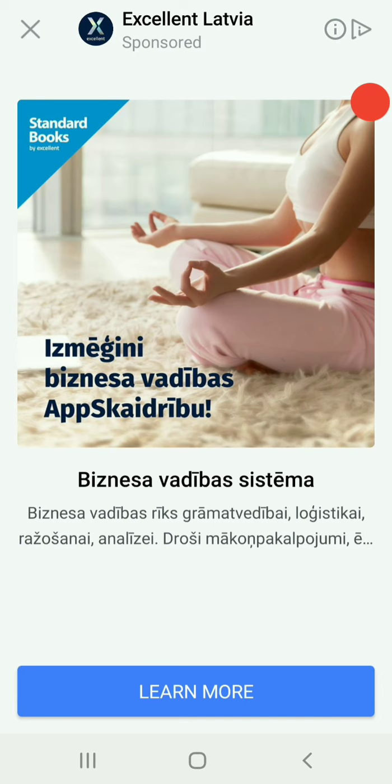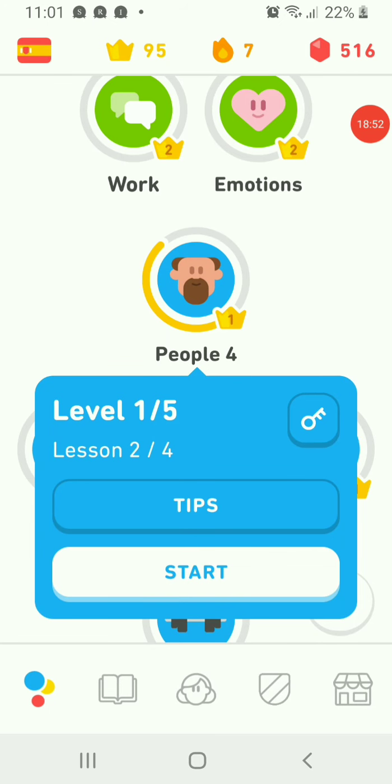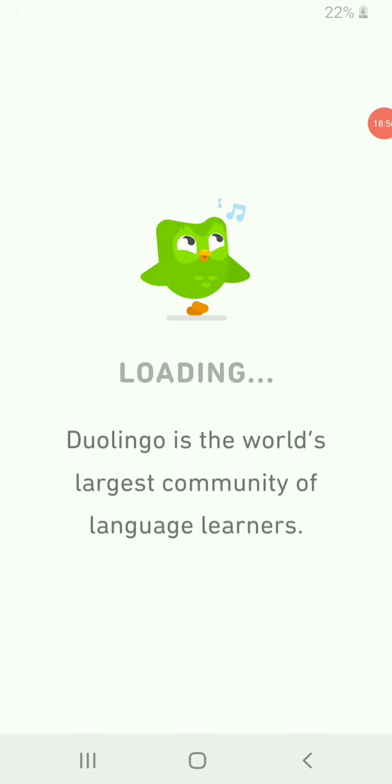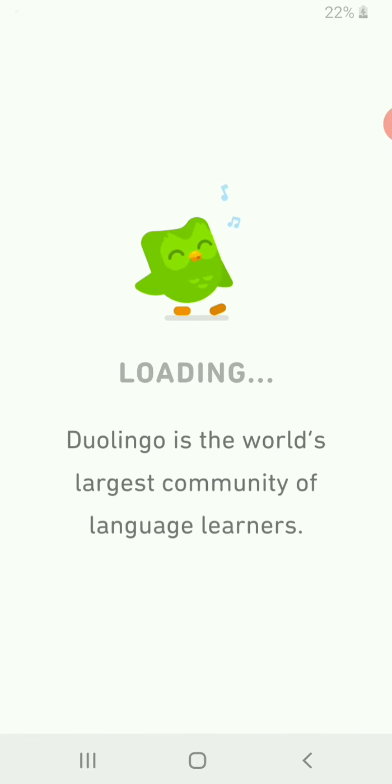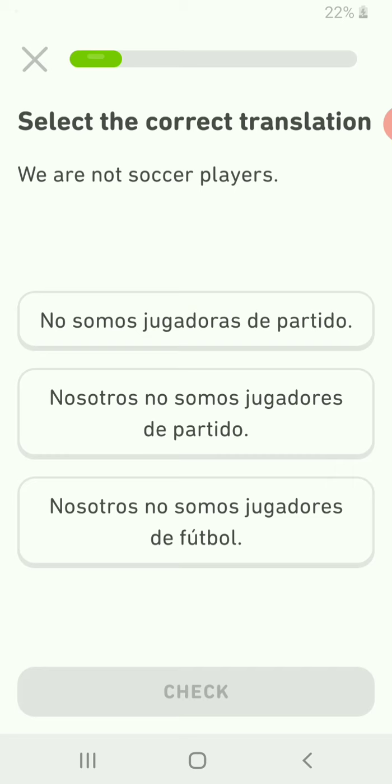And I have one more, I think, exercise to do. No, two more. So let's keep going. We have more than 20 minutes to do it. And of course, Duolingo is the world's largest community of language learners. Select the correct translation: We are not soccer players. Nosotros no somos jugadores de fútbol.